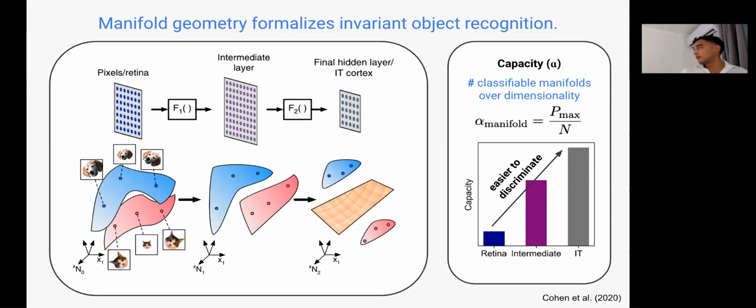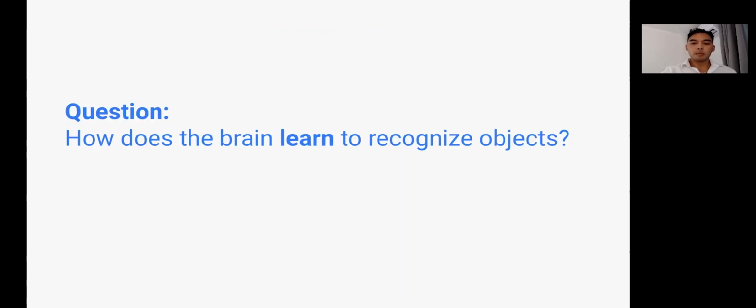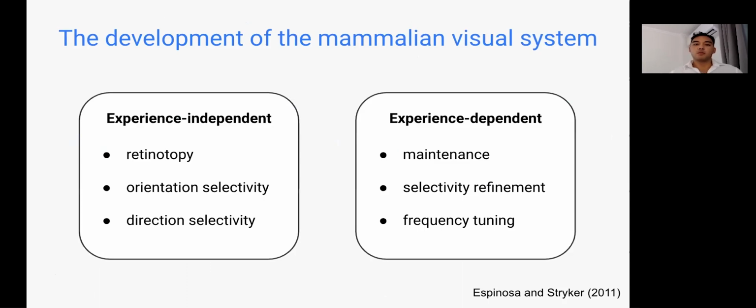Oh yeah, and this is just visual to illustrate what capacity is doing. Just makes it easier to discriminate over time. So yeah, how does the brain actually learn to recognize objects? And to do this, we can inspect what actually happens in the development of the mammalian visual system.